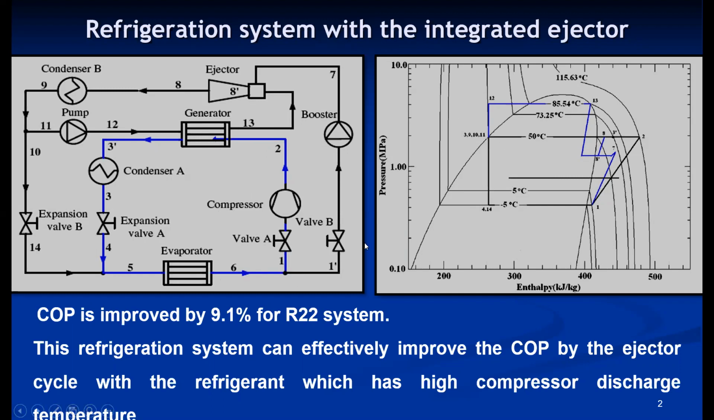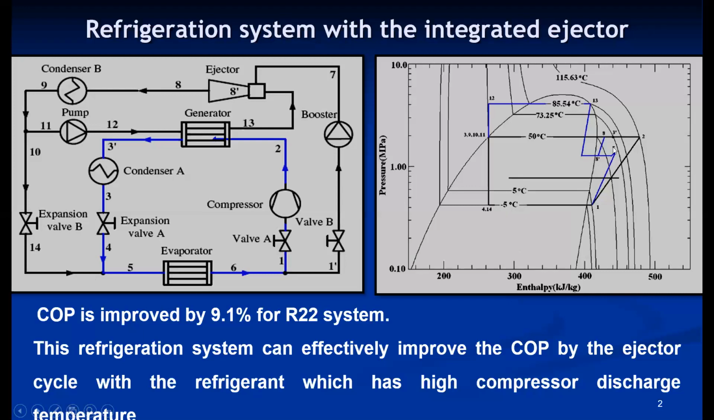We start from point number 1, that is the compressor inlet. First we discuss the vapor compression cycle. 1 to 2 is the compression in the compressor. 2 to 3 dash is the desuperheating, and during this desuperheating it also generates the vapor in the generator, which is used as a primary fluid. Then 3 dash to 3 is a condensation process at 50 degrees Celsius. Then 3 to 4 is the expansion, and 4 to 1 is the evaporation process.